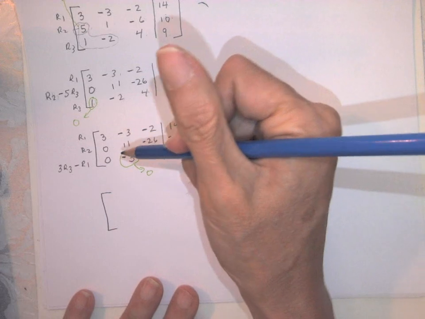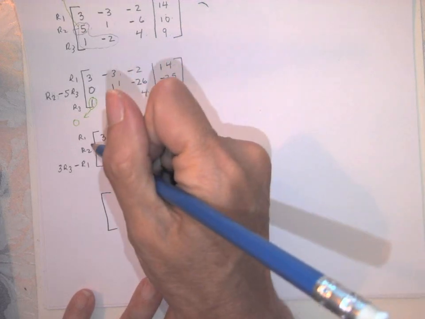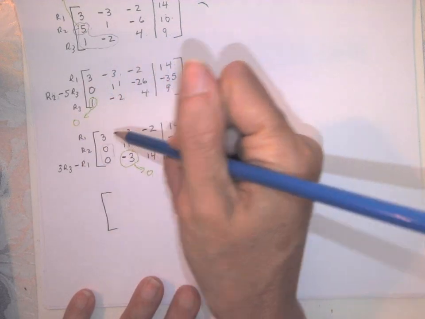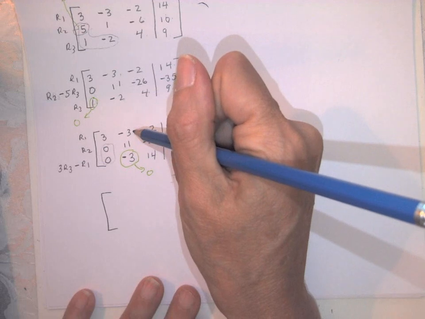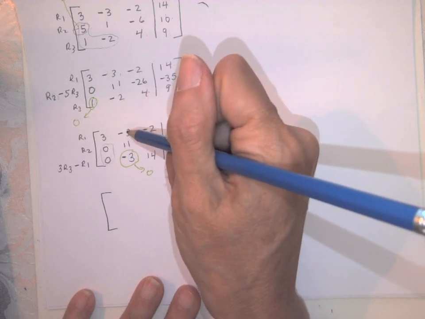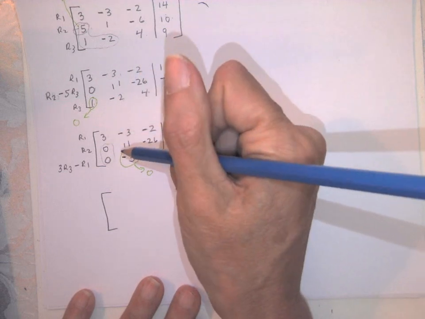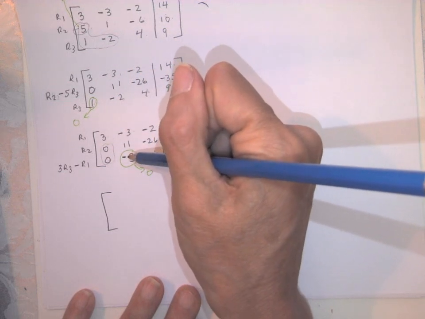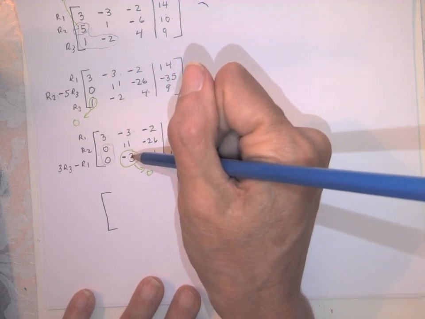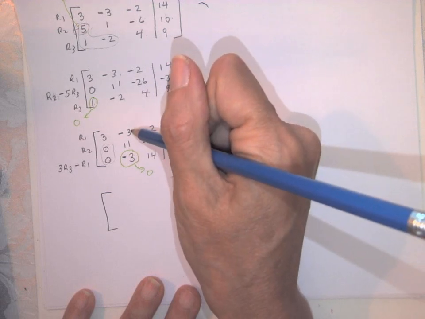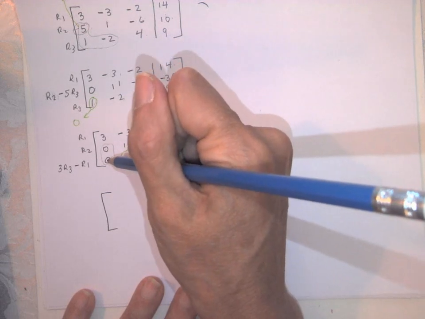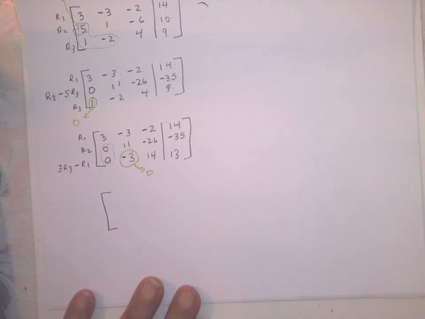Notice that I can only use row 2 and row 3. Once I've got the zeros here, I can't go back and use row 1 anymore, because any multiple of it would undo this 0 here. It's really tempting to do row 3 minus row 1, but if I do that, I would have 0 minus 3, and all of a sudden that 0 would go away.